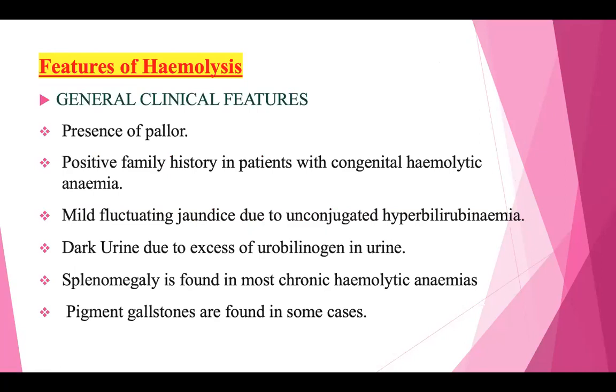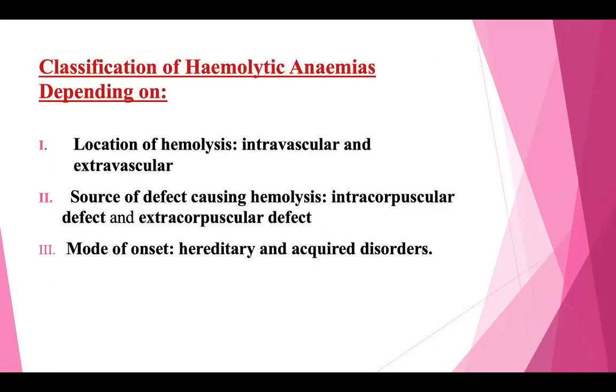So in general, the features of hemolysis are pallor, positive family history if I have a hereditary type of hemolytic anemia, mild fluctuating jaundice, dark urine due to the presence of urobilinogen in the urine, splenomegaly if I have extravascular hemolysis, and pigmented gallstones in some cases.